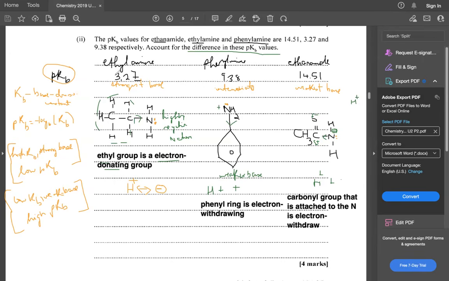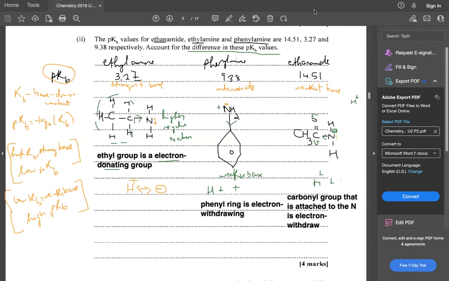Remember now, low pKb, strong base. High pKb, weak base. So that's how we're able to rank them that way, okay? Definitely give me any comments if you have any questions or any clarifying questions on that.